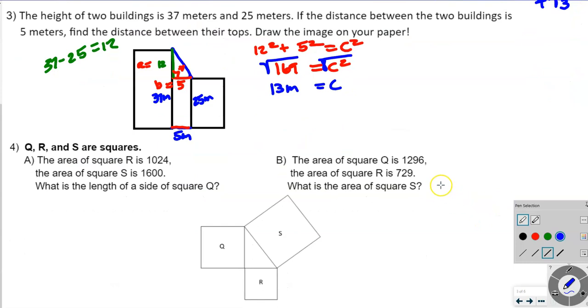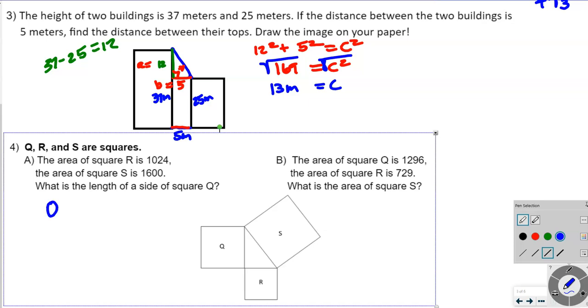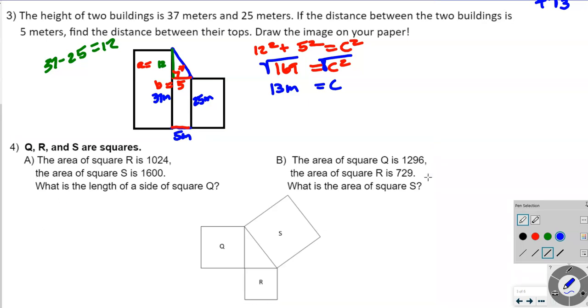All right, the next one says Q, R, and S are squares. The area of square R. So if all of these are squares, this kind of looks like Pythagorean's theorem to me. So I'm going to say Q's, actually I'm going to write this over the top of it because it's going to apply to both of these. Q squared plus R squared is going to be equal to S squared. Now why am I saying that? Because I see a right angle right there, right? So that one's got to represent my hypotenuse, right?